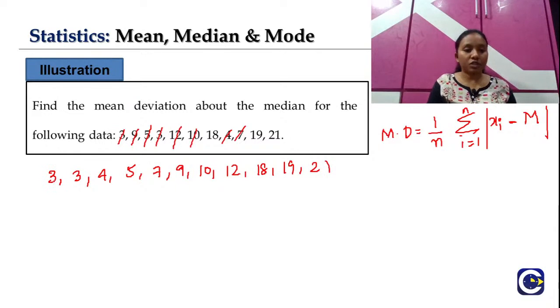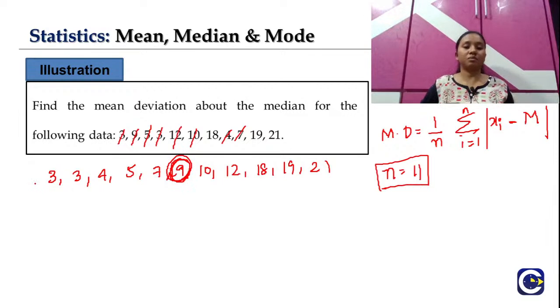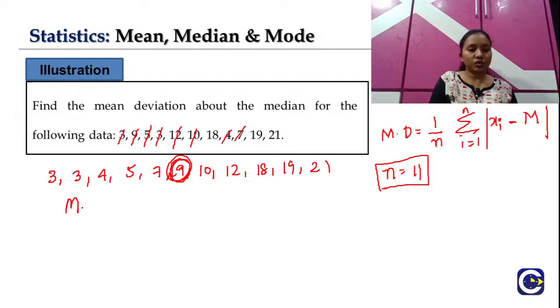So let's see how many terms there are. 3, 6, 11. Which means my n value is equal to 11. So let's find the median value here. It will obviously be the mid value. So 9 is the mid value, with 5 terms on each side. So the median of the given individual data is equal to 9.